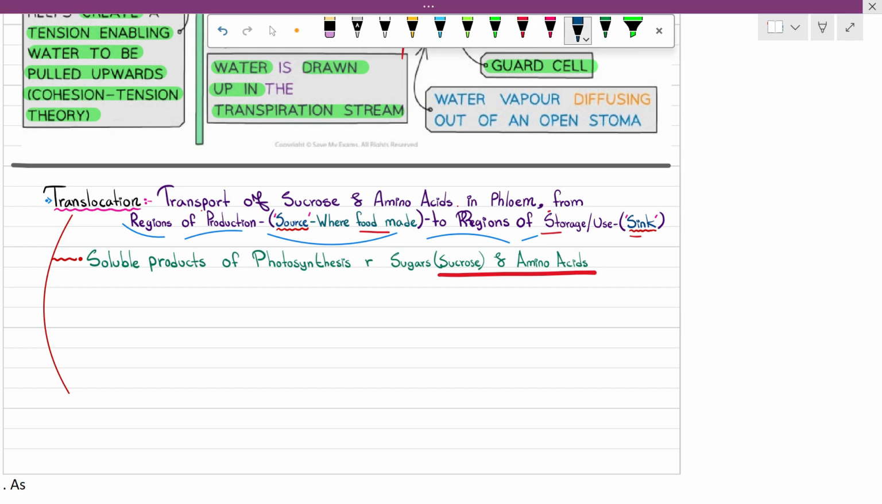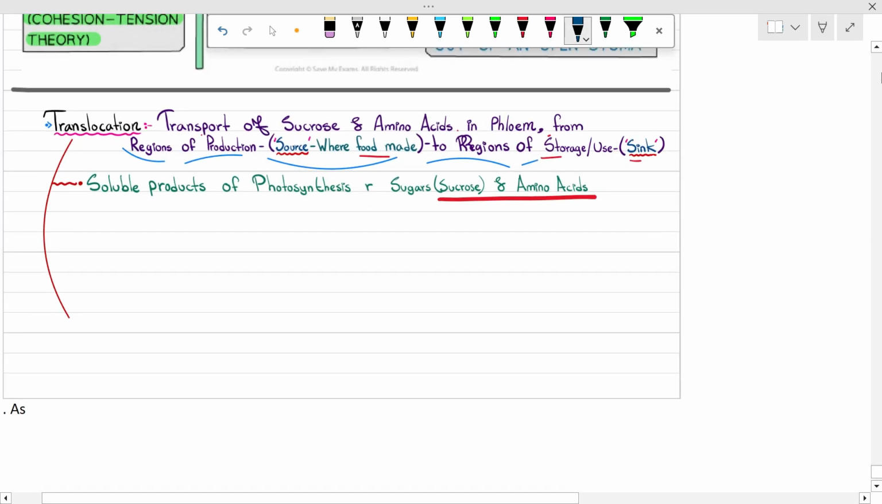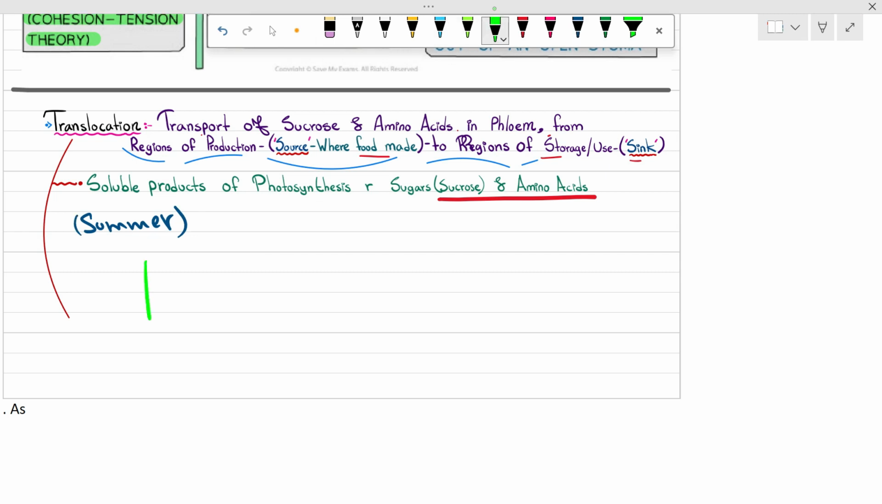So translocation depends on the weather or the season. Okay, so during summer, we have a plant with roots and present leaves. During summer, since the leaves are present, the source is the leaves and the sink is the root. So amino acids and sugars transport from source to sink, from leaves to the roots.